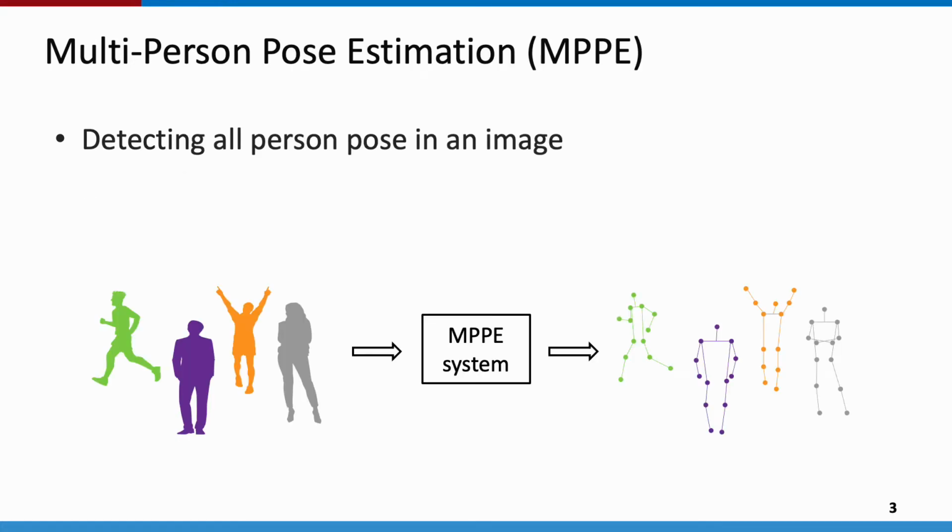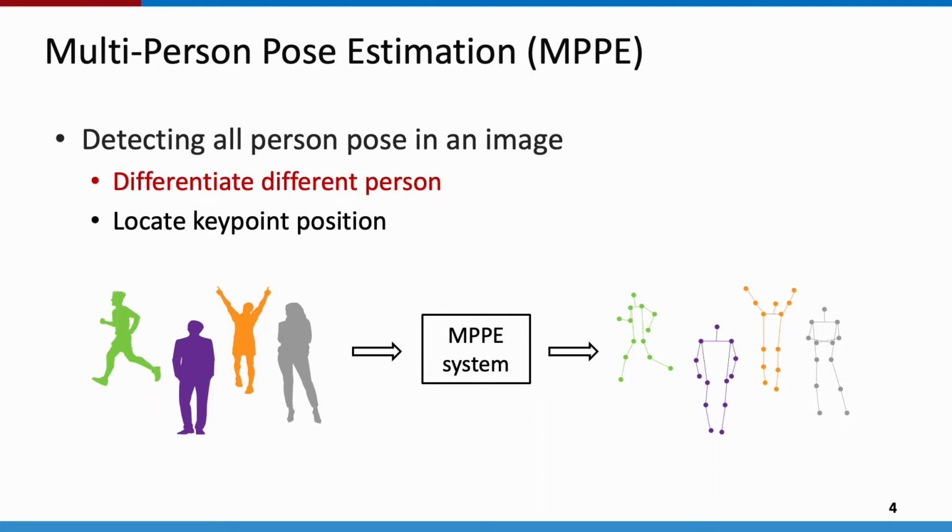In this report, we focus on multi-person pose estimation. This task aims to detect all person poses in an image. There are two key issues in MPPE, and we focus on how to differentiate different persons.